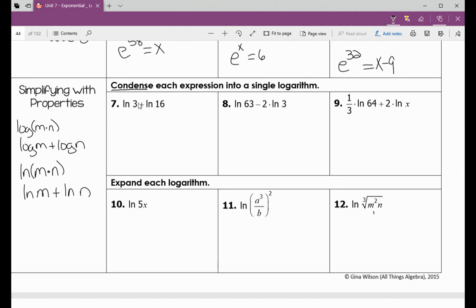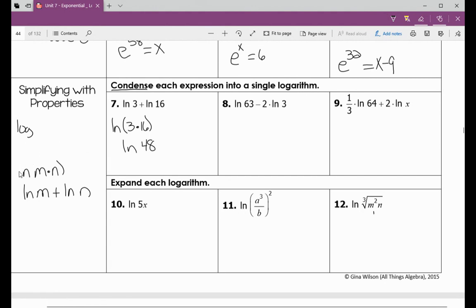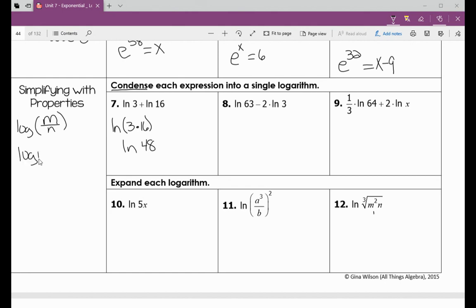So in the first example, I have a natural log plus a natural log. So I'm going to condense it to one logarithm and multiply the 3 times 16. And that gives me natural log of 48. Now, the second one, example number 8, actually uses the quotient property and the product property. So I'm going to go back over those and show you how they work with the natural log. So if you have m divided by n, remember we can take log of m and subtract log of n from it.